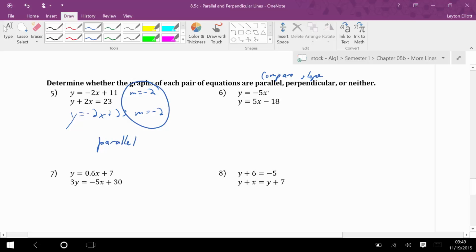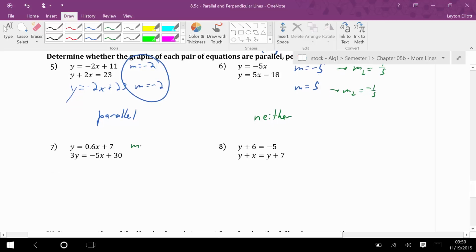In this one, this slope is negative 5, and this slope is 5. They're both in slope-intercept form. It looks like those should be something, but the perpendicular slope for this one would be positive 1/5, and that's not what this is. And the perpendicular slope for this one would be negative 1/5. So since these don't match and these don't match, these are neither.